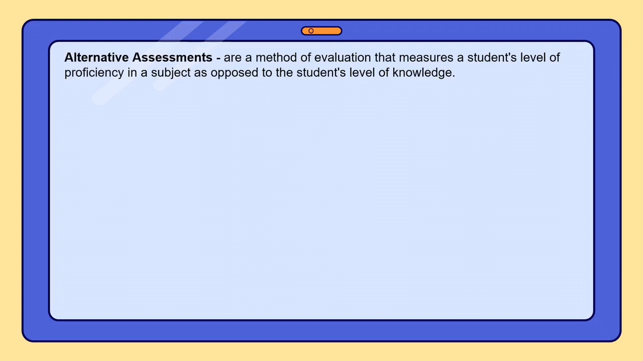So, next is alternative assessment. So, ano nga ba ang alternative assessments? So, these are a method of evaluation that measures a student's level of proficiency in a subject as opposed to the student's level of knowledge. So, ang overall goal naman nito is to allow students to demonstrate their knowledge and execute tasks in unique and innovative ways.